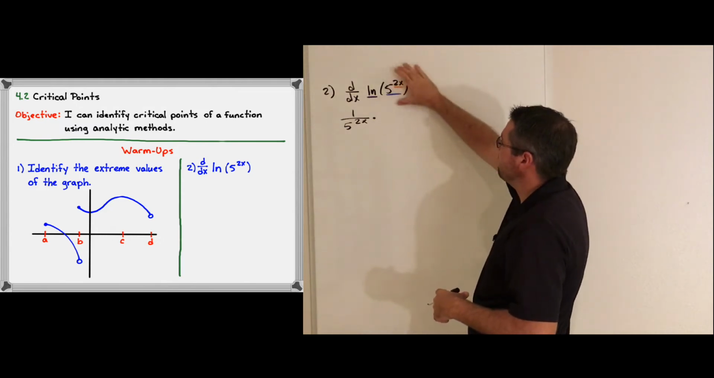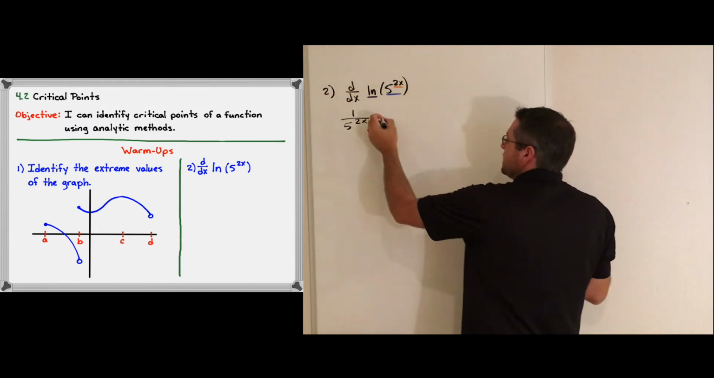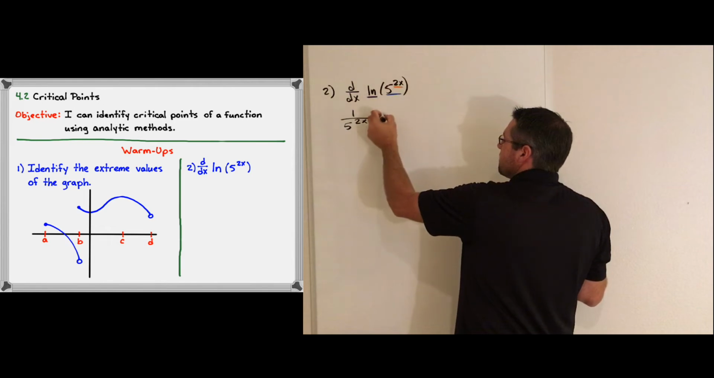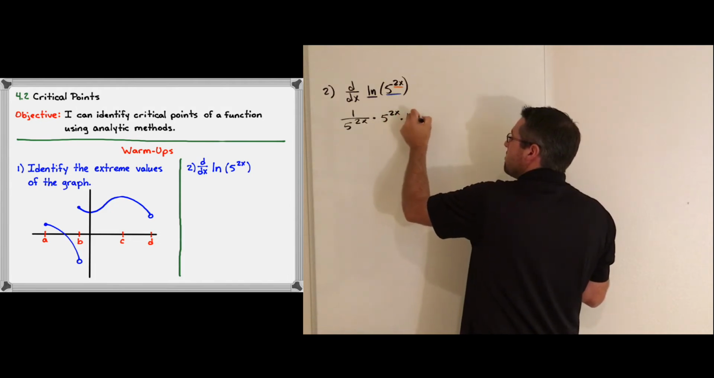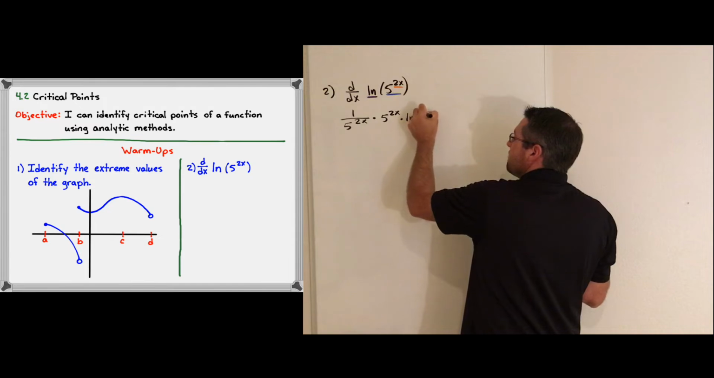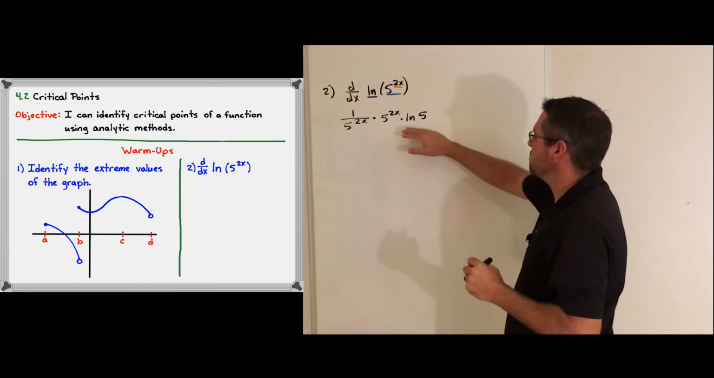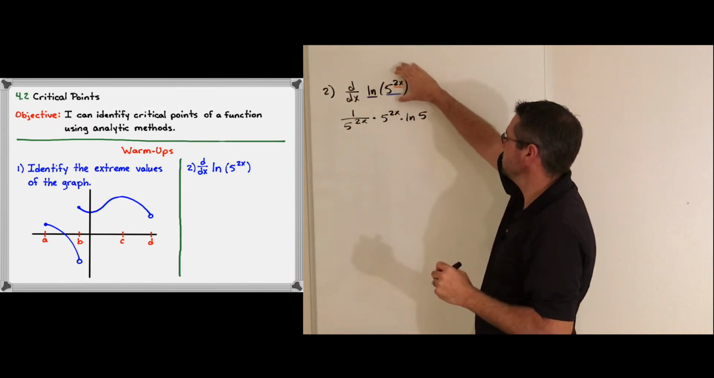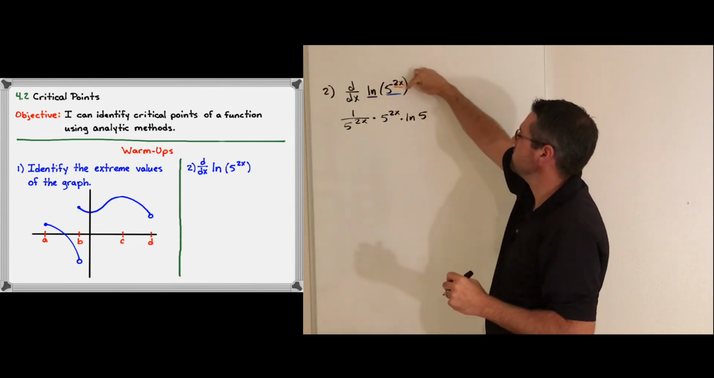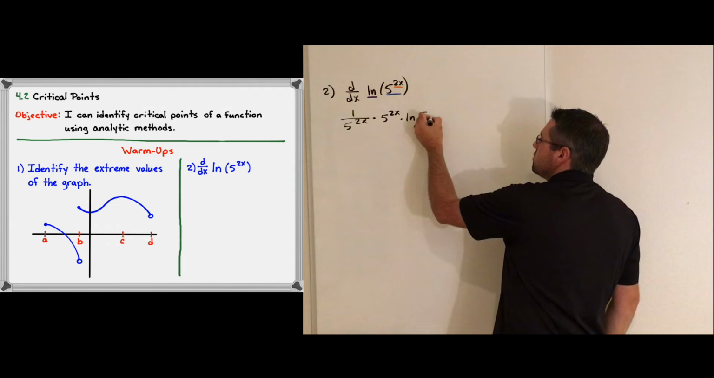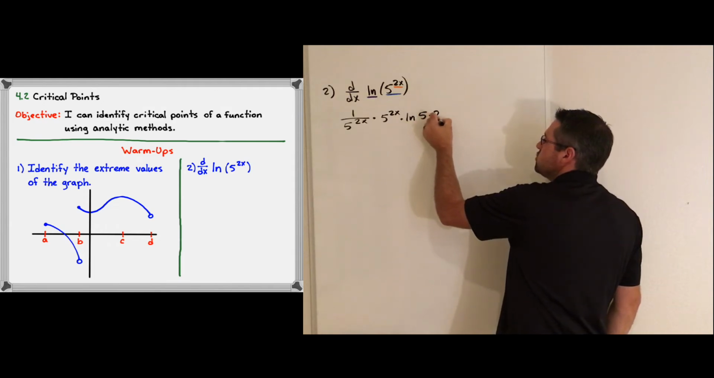Well, the derivative of 5 to the 2x is, remember, that's exponential. So the derivative of an exponential function is the function itself, so it's 5 to the 2x times the natural log of the base. So the natural log of 5 here. So now we've taken the derivative of the exponential function. Now we have to take the derivative of what's inside of that. And so we have to take the derivative of 2x. So times the derivative of 2x, which is 2.